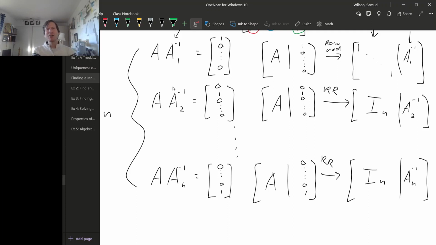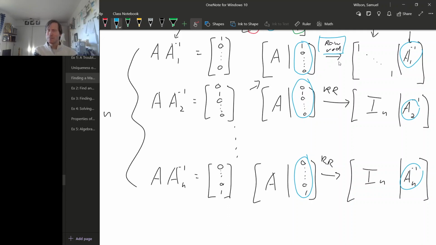But if you think about it, what is different from row to row here? In the augmented matrix, the only thing that differs from row to row is what the augmenting column is. And so that's different. Of course, the results that you get are different. But what about the row reduction?